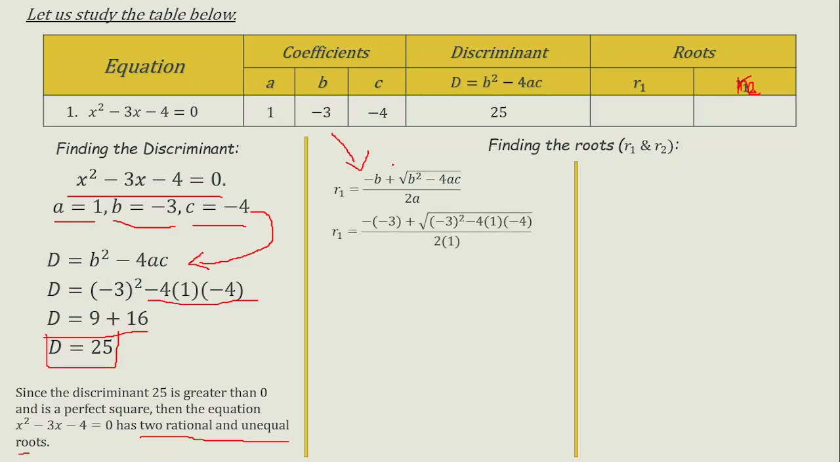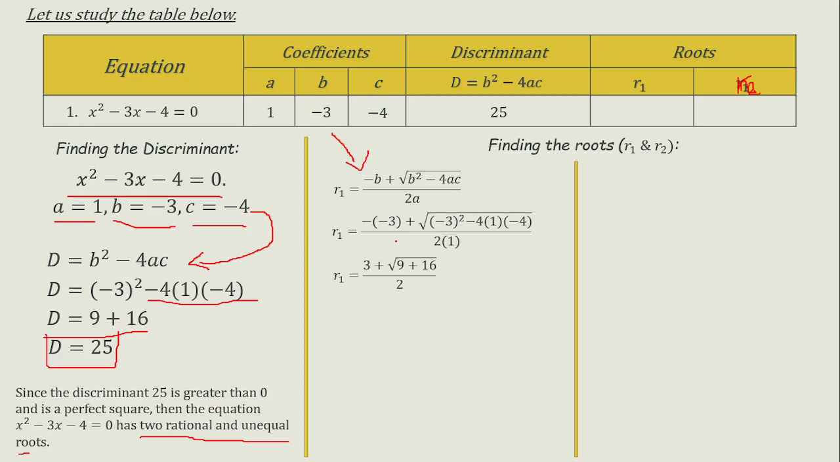So, substitute the values of A, B, and C in the formula. R1 is equal to negative times negative 3 plus the square root of negative 3 squared minus 4 times 1 times negative 4, divided by 2 times 1. Then let's solve first the negative b, or negative times negative 3. So the answer will be positive 3. Then copy the addition, then write the square root, then solve the terms inside the square root. Negative 3 squared, the answer is 9. Negative 4 times 1 is negative 4, and negative 4 times negative 4, the answer is positive 16. That's why square root of 9 plus 16. Then for the divisor, let's multiply 2 times 1, the answer is 2.